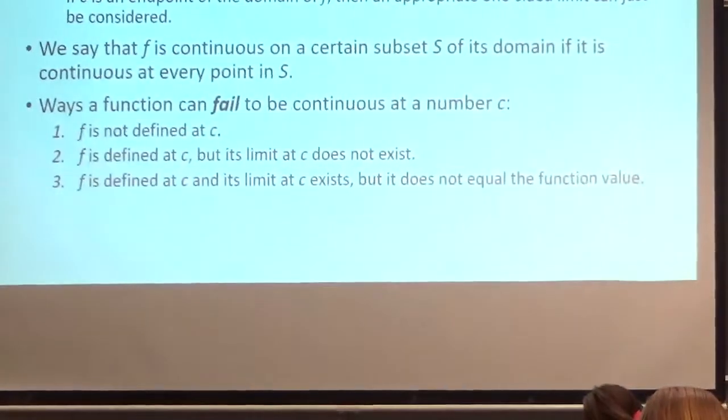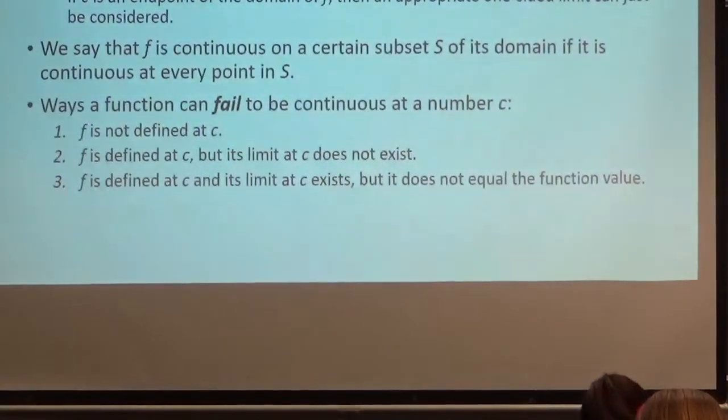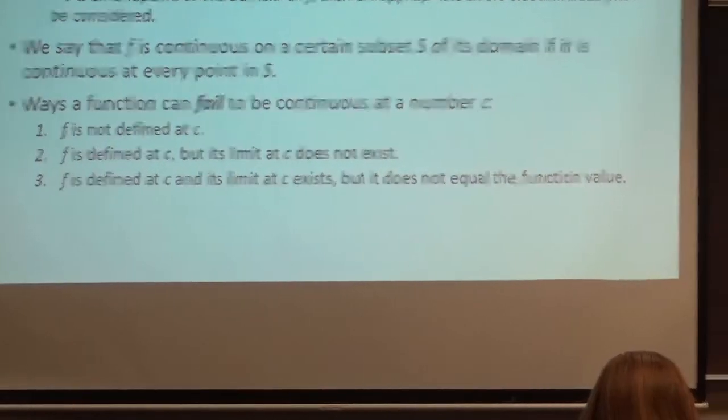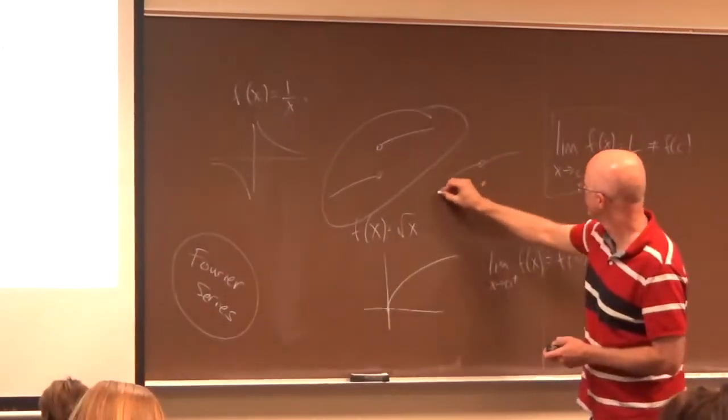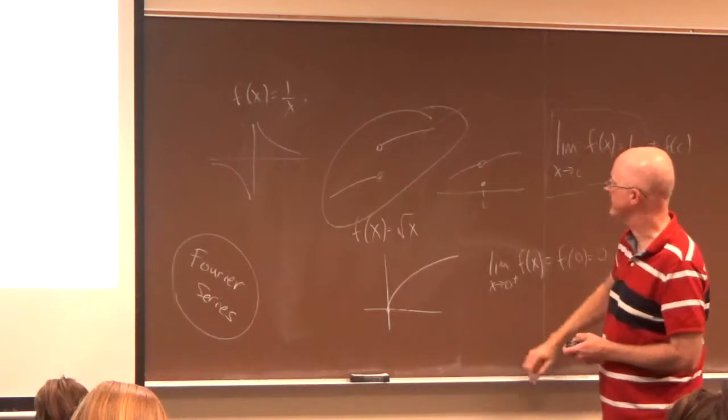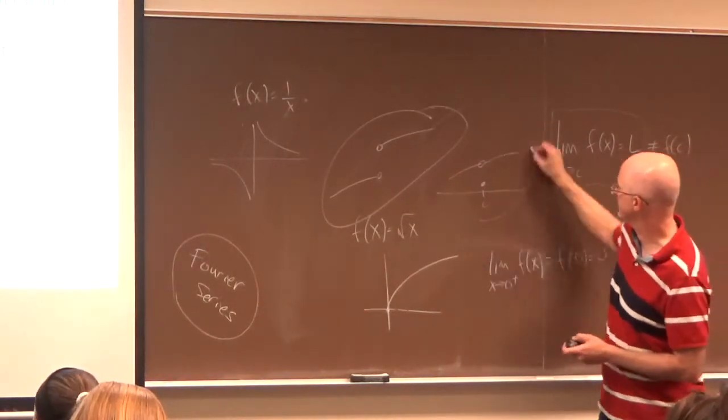Finally, another way is that f could be defined at c and its limit could exist, but not equal the function value. That's where you have a hole in the graph and the function is defined for some strange reason to equal something else at c. That's this kind of situation.